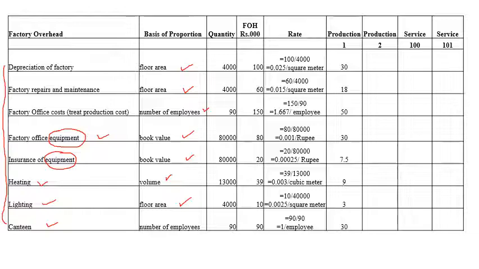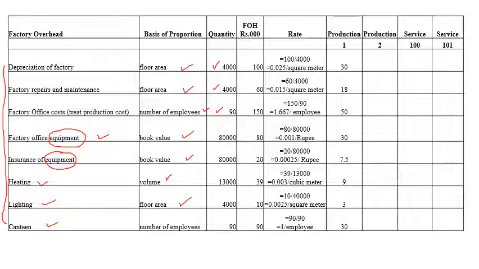So here are quantities. If you look here, 4000 is the square meters for floor area. Then again here floor area 4000 square meters. Then the total number of employees, they have 90. Then book value of your equipment is 80,000.